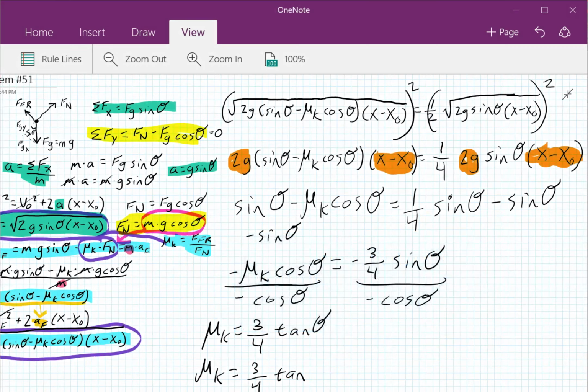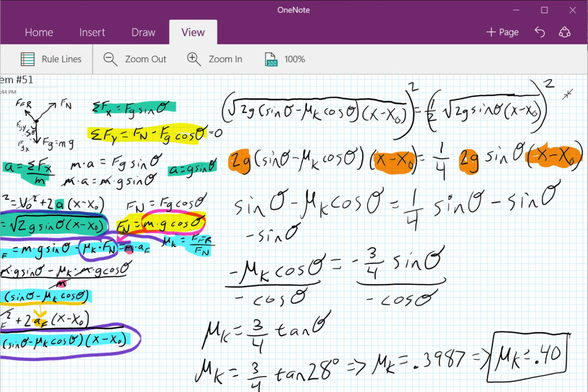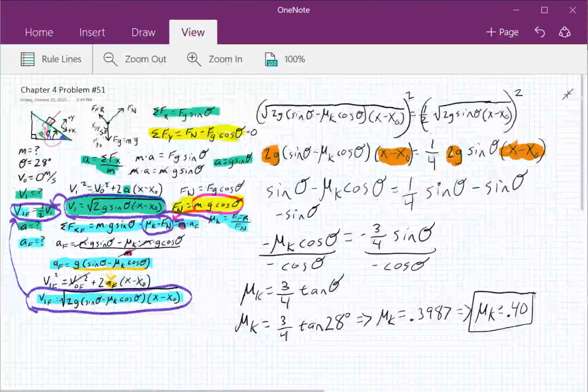Oh, that video took a long time. So we have 3/4 the tangent of 28 degrees would be 0.3987. With significant figures, you have the coefficient of kinetic friction is 0.40. And that's your answer. Long problem. I was hoping I'd be able to finish it before the battery symbol came out, but I am not redoing it for that.